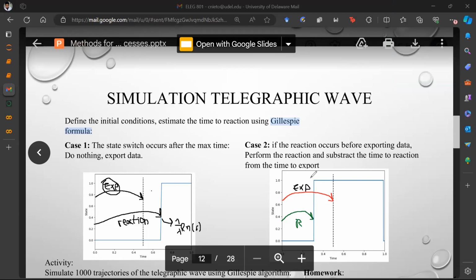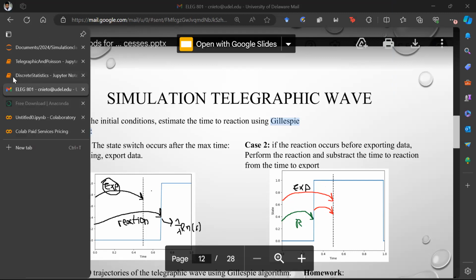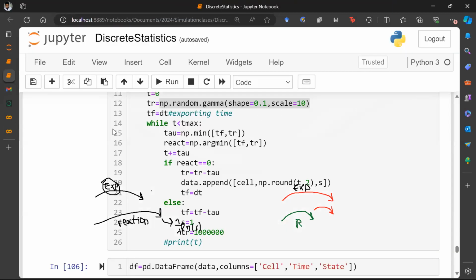So the next time to reaction, you perform the reaction, and the next time to reaction is going to be this. So you subtract from the previous time to reaction this time. Okay, this is the idea.